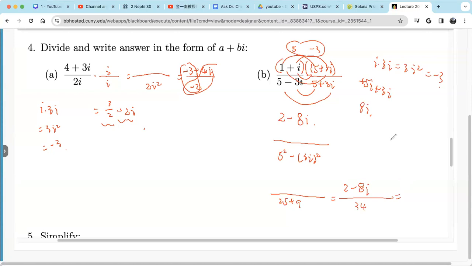Well, we want to write it in a plus bi form, real part, imaginary part. So we do 2 divided by 34, simplified to be 1 over 17. 8 divided by 34 is 4 over 17 i. Now you see our a is 1 over 17, and b is negative 4 over 17. So that's how to divide imaginary numbers.